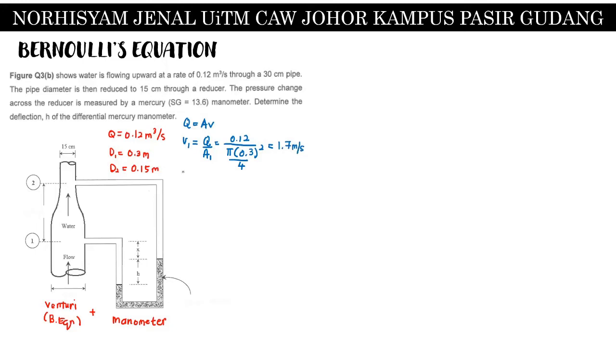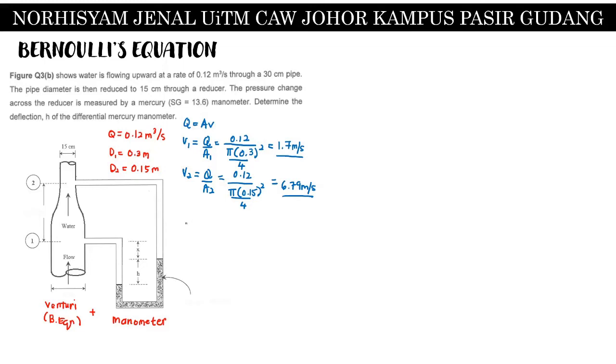To find out V2, we use the same way, Q divided by A2, which is equal to 0.12 divided by pi times 0.15 squared, divided by 4. So this will equal 6.79. Okay, so we have V1 and V2 ready. So this is V1 and this is V2.